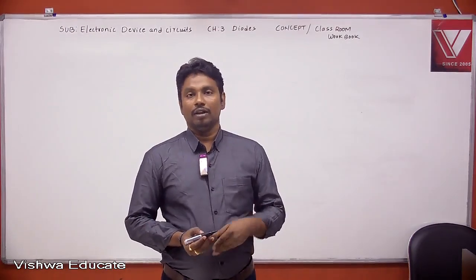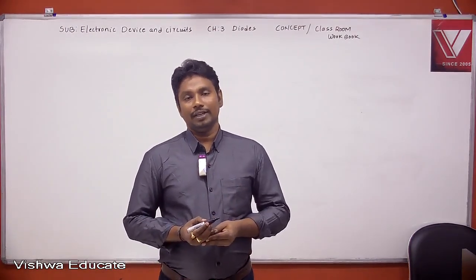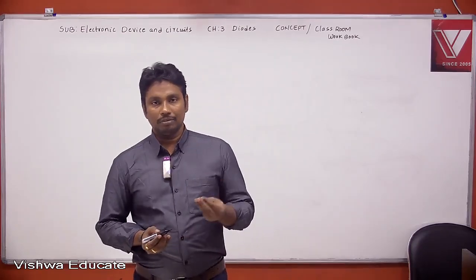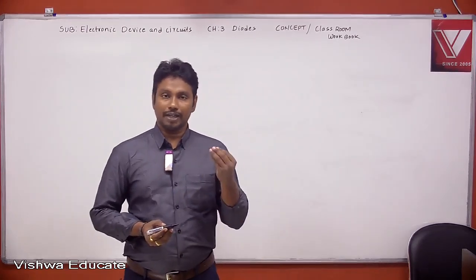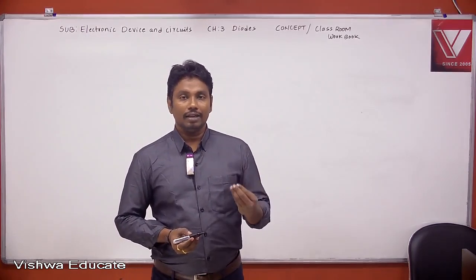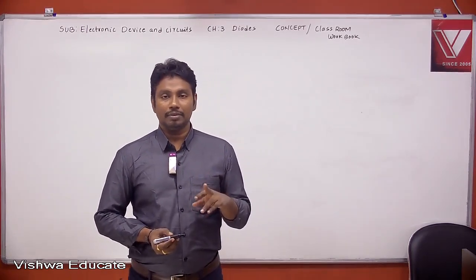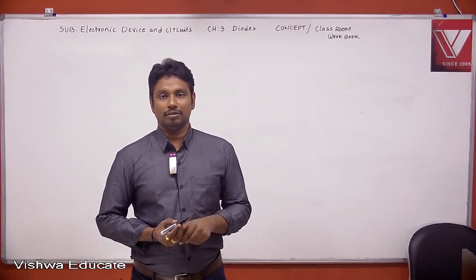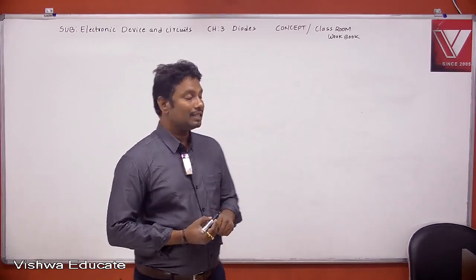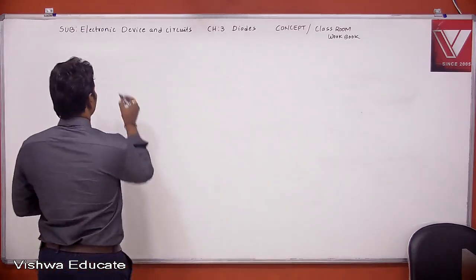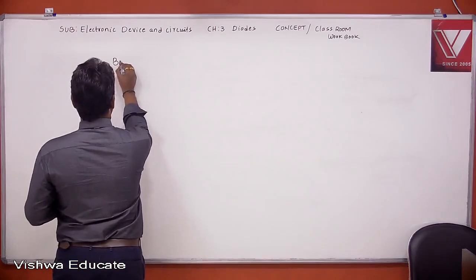Hello all. In my previous lecture, I discussed calculation of the total depletion width, calculation of the maximum electric field, and calculation of maximum electric field in terms of potential and total depletion width. Right? Now, in this class, I will start with biasing.